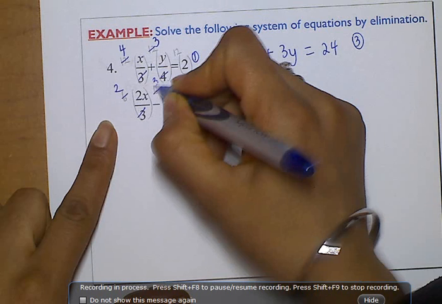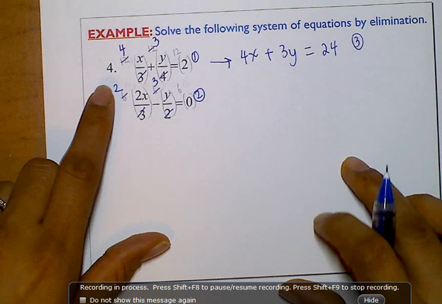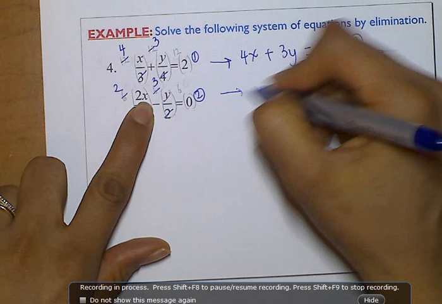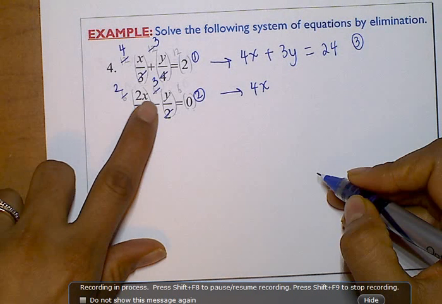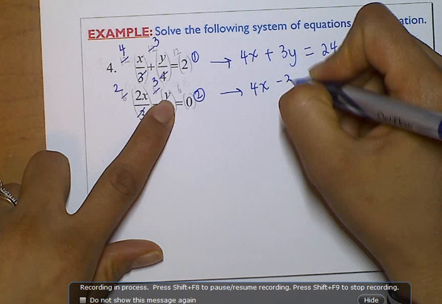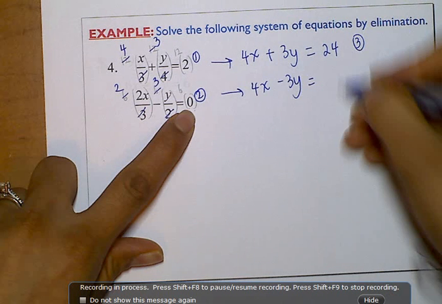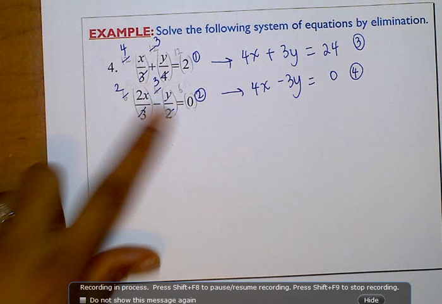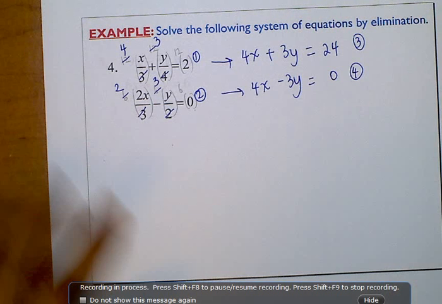In order for me to eliminate a variable, I'm just going to make sure that my variables are lined up. So x's are lined up, y's are lined up, numbers are lined up, same thing with my equal sign. And in order to eliminate a variable, I have to make sure that the coefficient in front of the variable is exactly the same. So here I have 4's, they're the same, as well as the 3's that are the same. So I have a choice. I can either eliminate x or I can eliminate y.